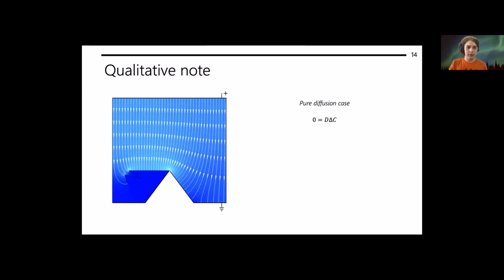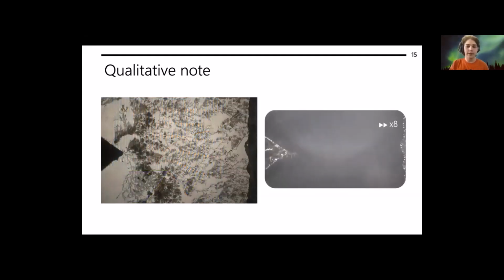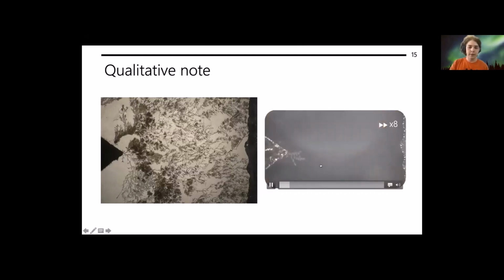Another fact we know about the Laplace equation is that there appears some screening. If there is a huge dendrite covering some area, the probability of an ion depositing inside this cavity will be very small because it can't penetrate this barrier. Here you can see on the video how the dendrite grows, and as we described earlier, we can see exactly what happens. Sharp edges grow faster, and areas which are covered by the dendrite grow much slower.